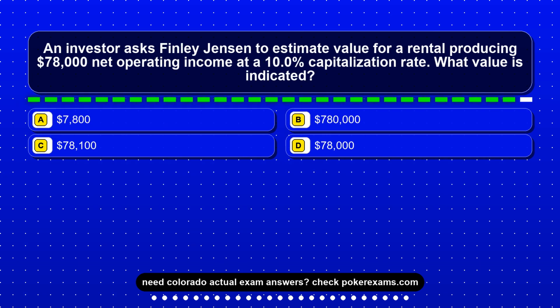Question 23. An investor asks Finley Jensen to estimate value for a rental producing $78,000 net operating income at a 10% capitalization rate. What value is indicated? Option A, $7,800. Option B, $780,000. Option C, $78,100. Option D is $78,000.